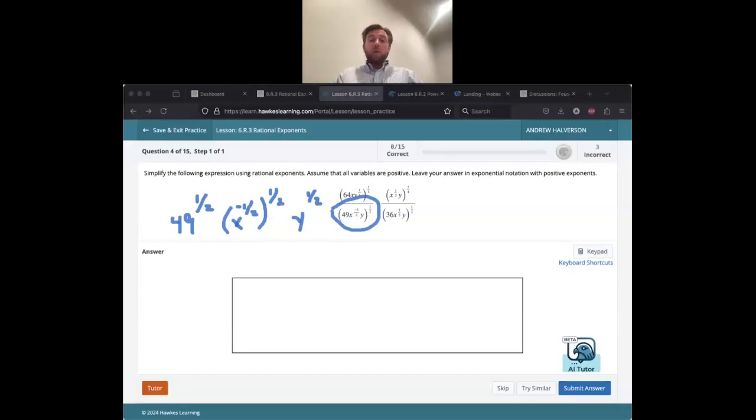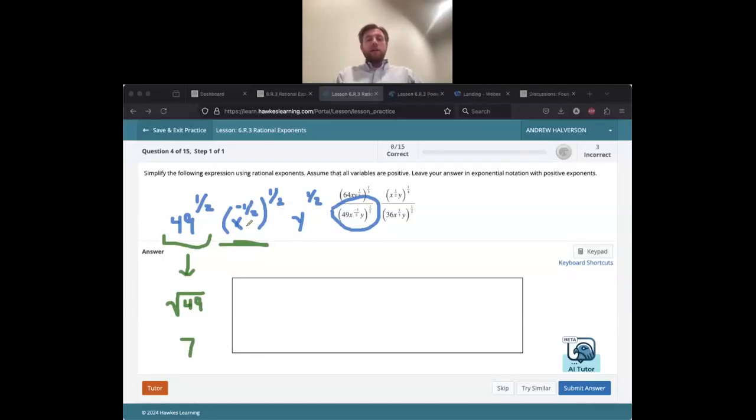Simplify where you can. What is 49 to the 1/2 power? That's the same thing as saying what? Square root of 49, which is 7.